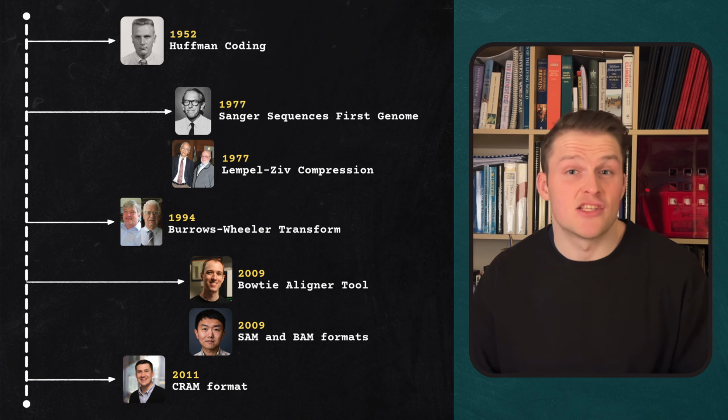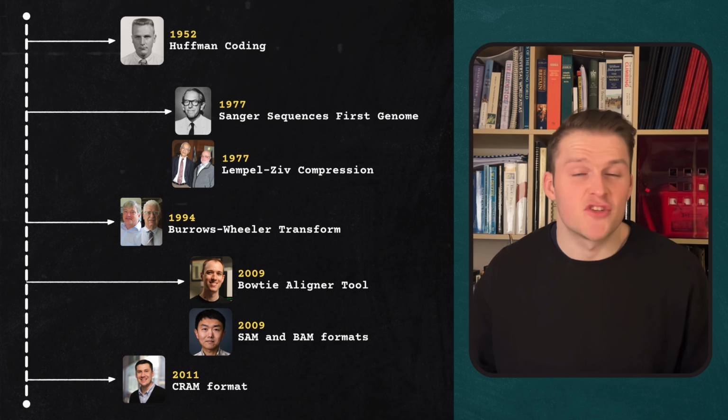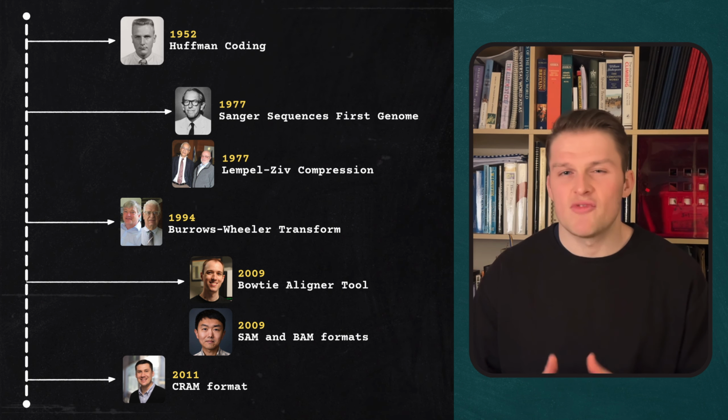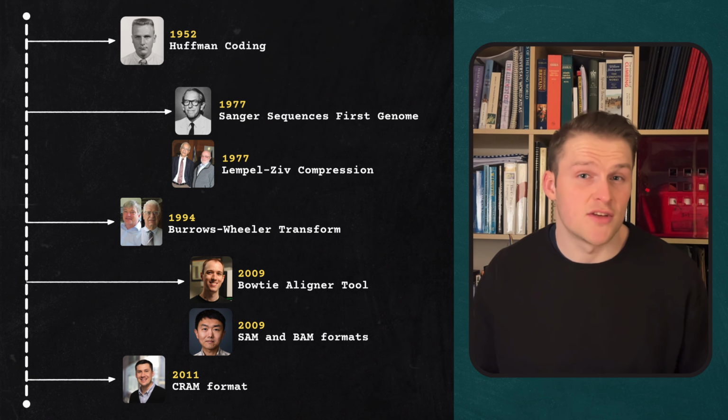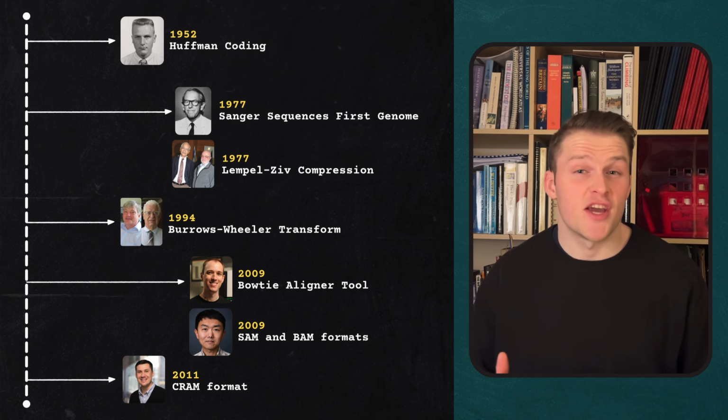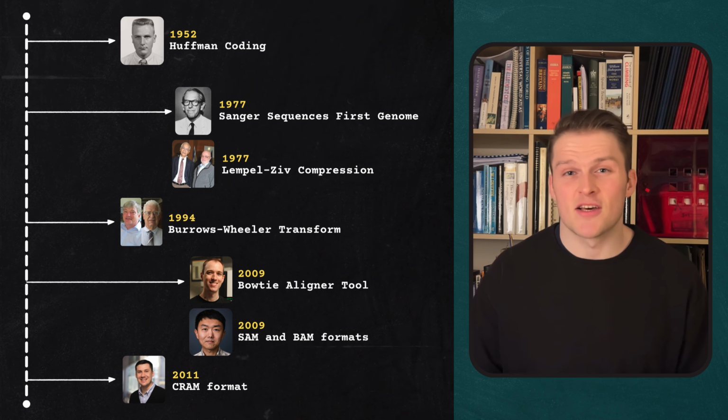From the earliest days of DNA sequencing to today's massive genomic databases, the challenge of storing genetic information has driven remarkable advances in computer science. Let's recap the milestones that brought us here. What started as a simple problem, how to store letters on a computer, evolved into sophisticated algorithms that capture the unique patterns of life's code. Each innovation built upon the last, combining insights from information theory, computer science, and biology.